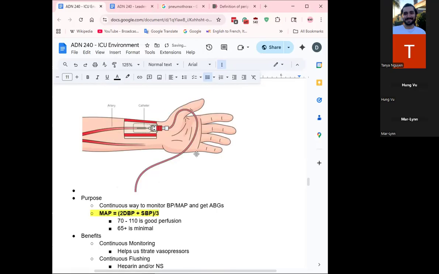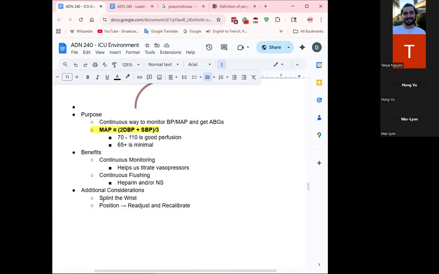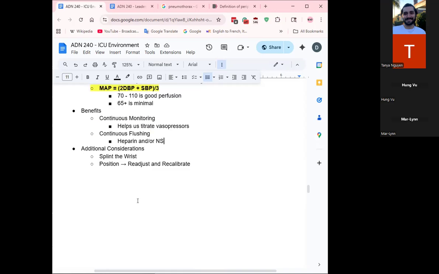Some additional considerations: because this is placed in an artery, if it gets dislodged or the placement is off, that will throw off the numbers. And if it gets dislodged, the risk of bleeding is much higher with an arterial line. You're going to bleed out pretty fast. It's going to spray everywhere, like a big hose. So you're going to want to splint the wrist to make sure there's less movement that could move that thing around. If there is a change in position, you're going to readjust and recalibrate.